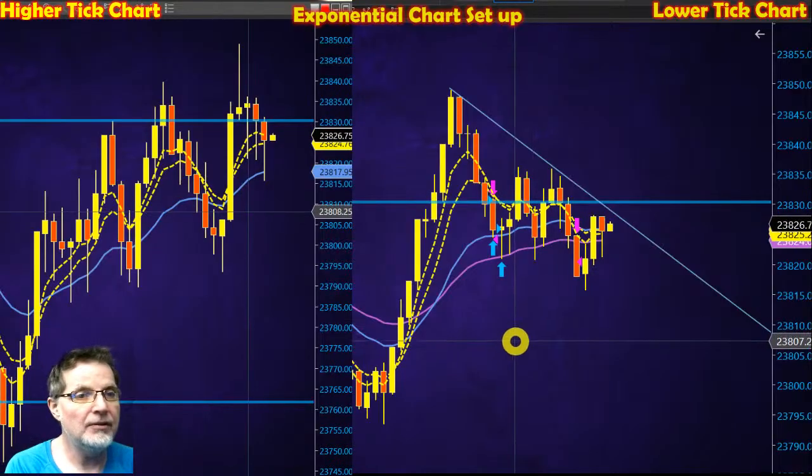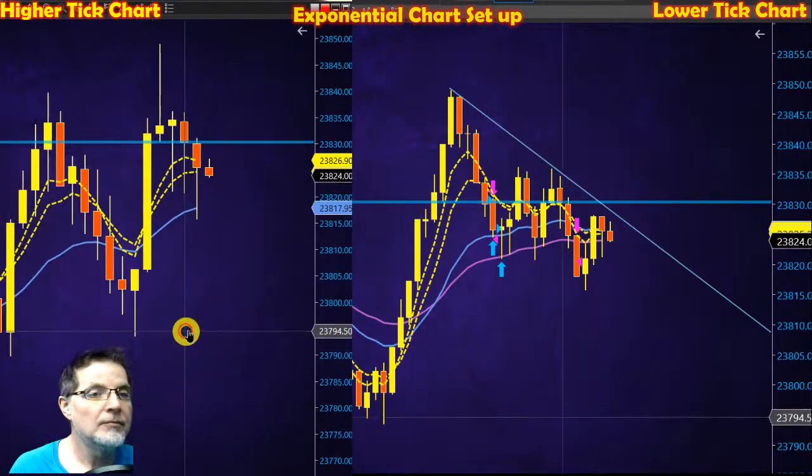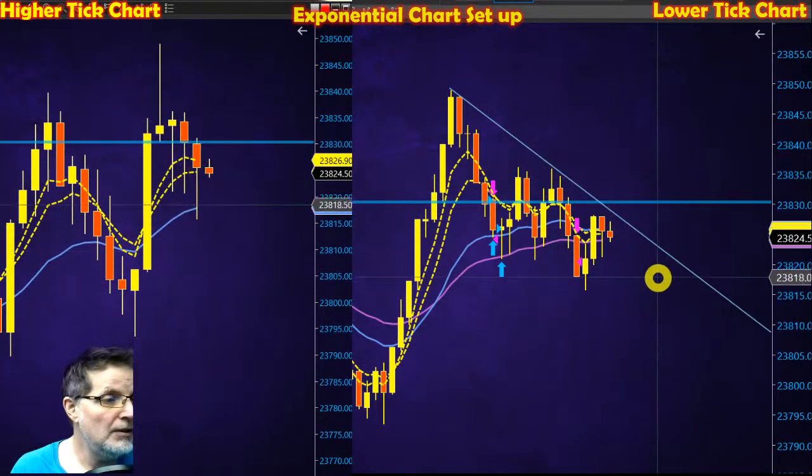There's another pintail. Oh, we've seen it all. We've seen it all, buddy. We've seen it all.